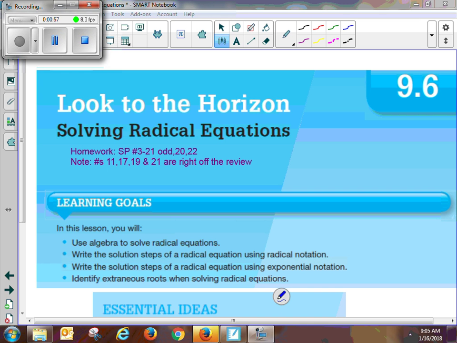Today's assignment, as you can see up there, is 3 to 21 odd, 20 and 22, so that includes a few word problems. The word problems, I think, are pretty easy in the respect that they give you an equation. They give you numbers to plug in. Plug it in. Solve for the variable. That's it. Okay?